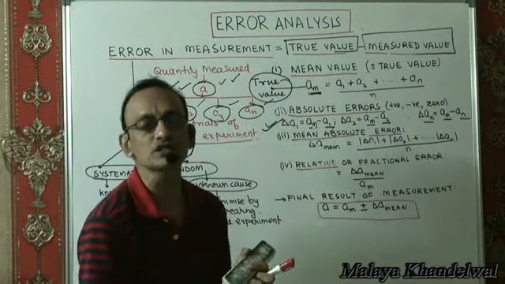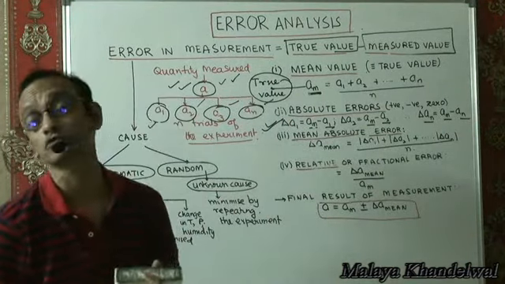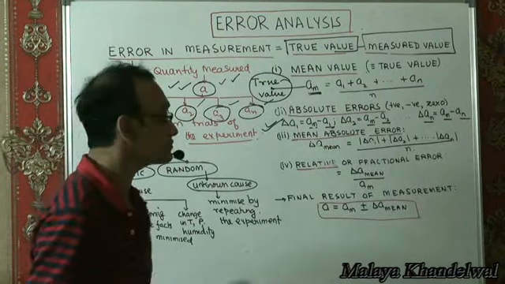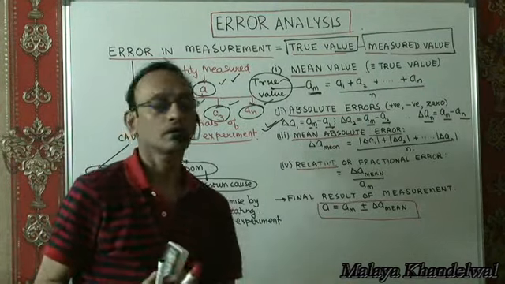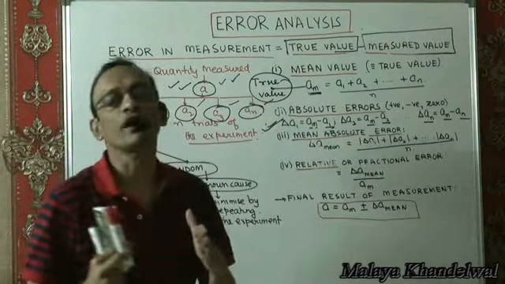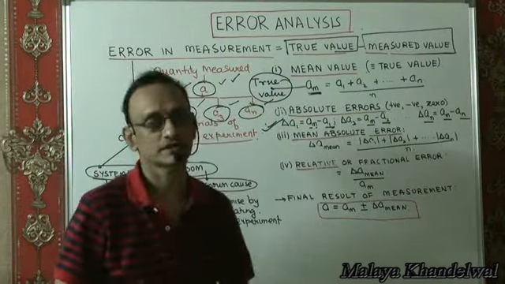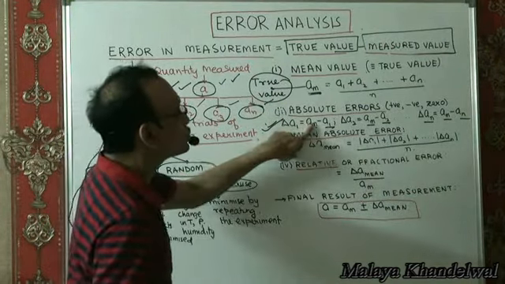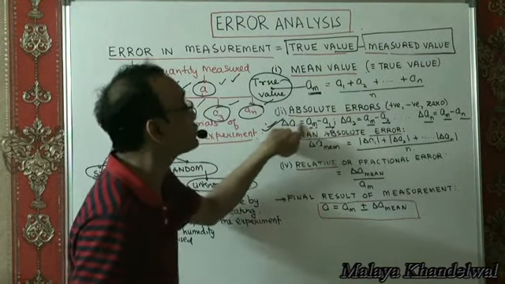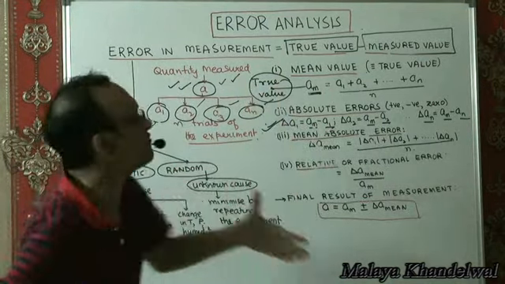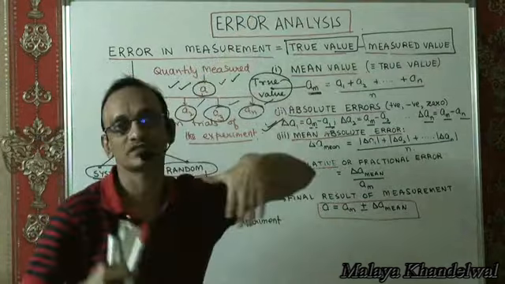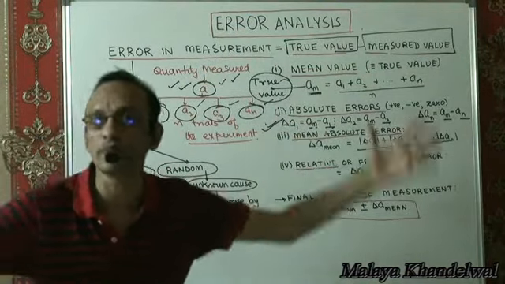Some of them could be positive, some of them could be negative, some of them could be zero. So we have now defined our absolute errors: the difference between true value and measured value. And true value is defined as an average of the measured values, an average of a certain number of measured values.